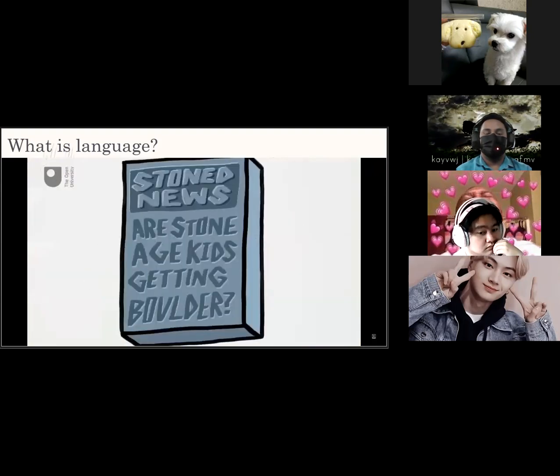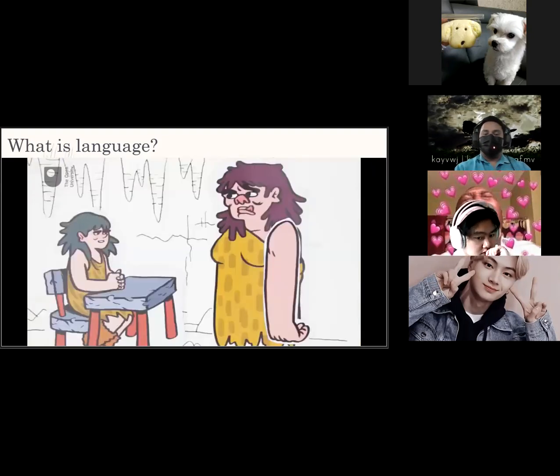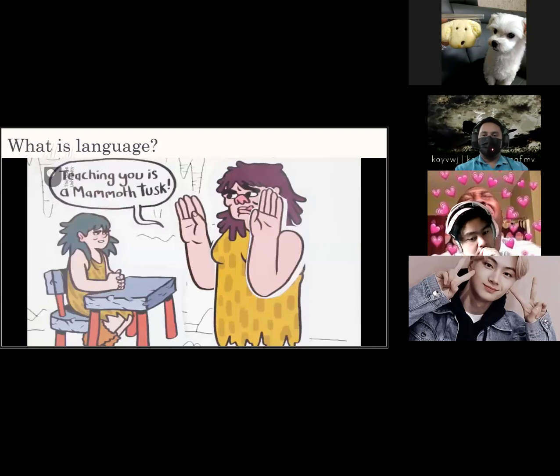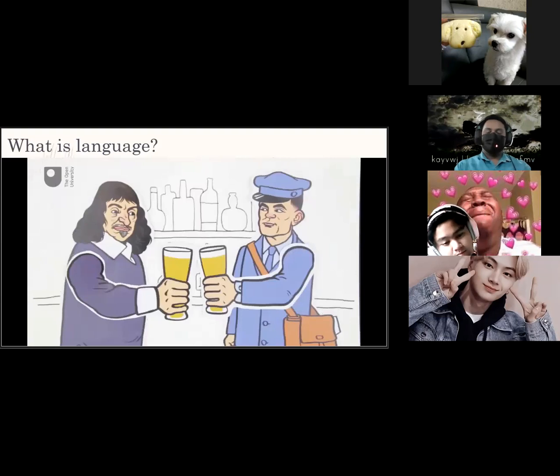Language also mediates the way we experience and understand the world. It influences the way we relate to each other. And ultimately, it's connected to almost everything we do in society.